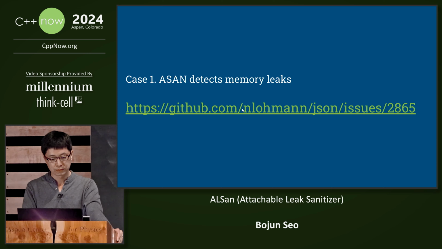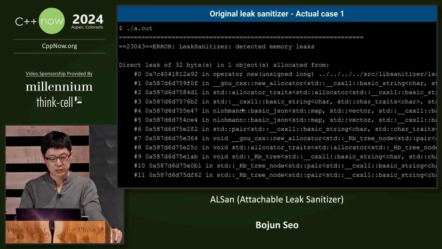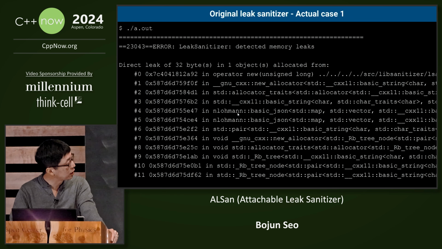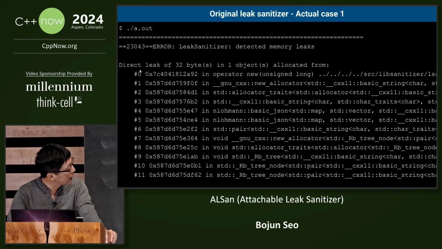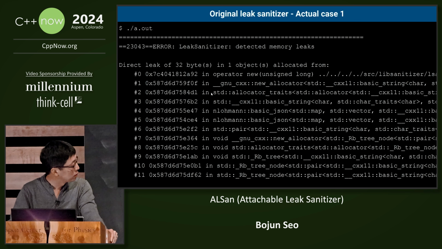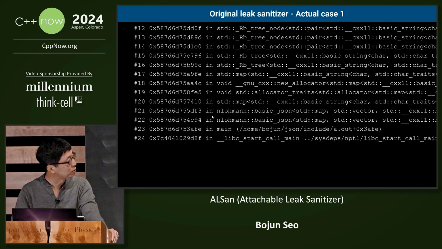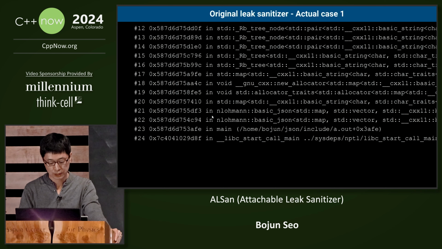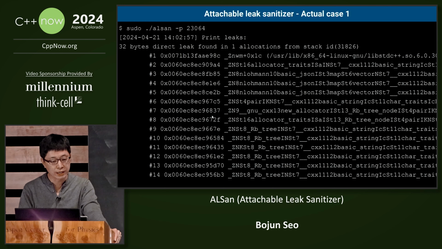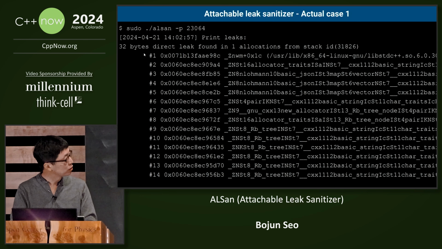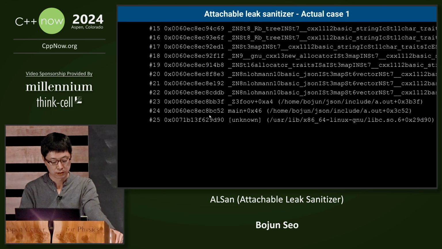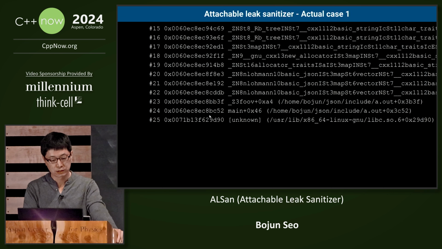So, first case. This is the output of the original Sanitizer, and you can see that there is a direct leak of 32 bytes and a very long call chain. And I applied the attachable Sanitizer and got the same 32 bytes directly leaked and a long backtrace.